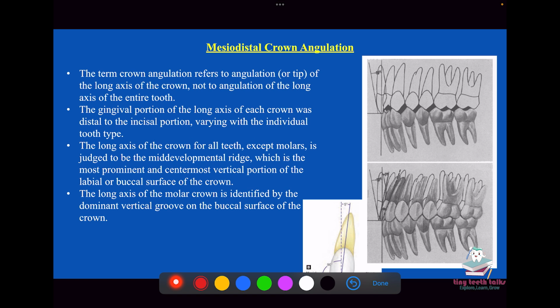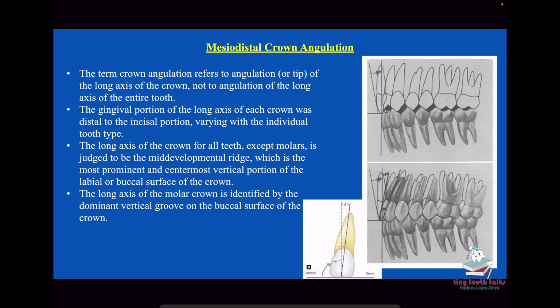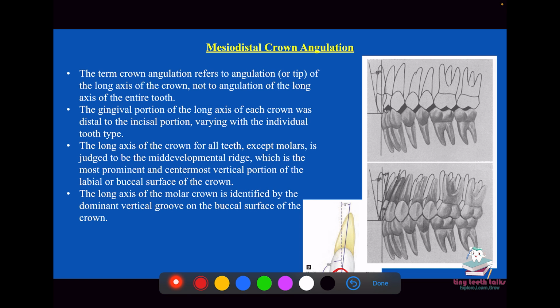The second is mesiodistal crown angulation. The term crown angulation refers to the angulation of the long axis of the crown, not the angulation of the long axis of the entire tooth. The gingival portion of the long axis of each crown is distal to the incisal portion, varying with the individual tooth type. The long axis of the crown for all teeth except molars is judged to be the mid-developmental ridge, which is the most prominent and centermost vertical portion of the labial or buccal surface of the crown.